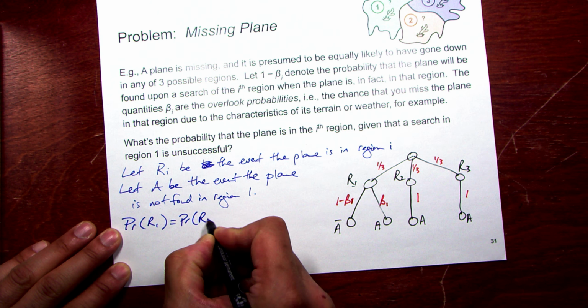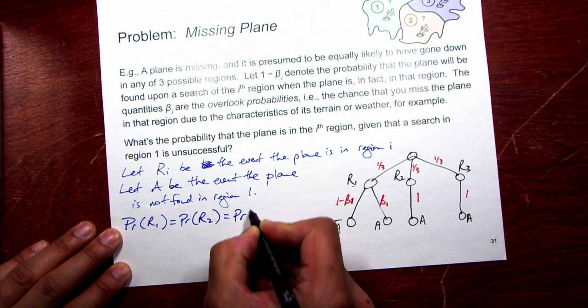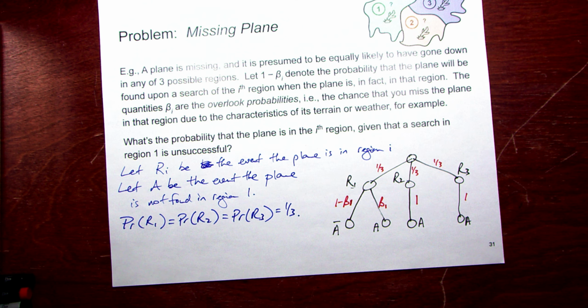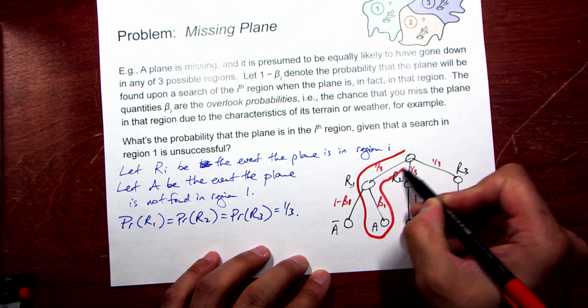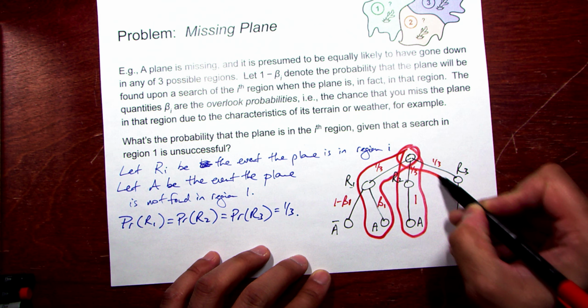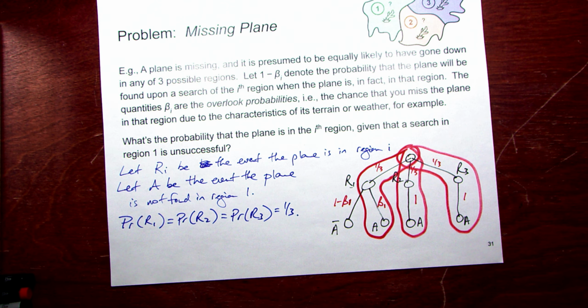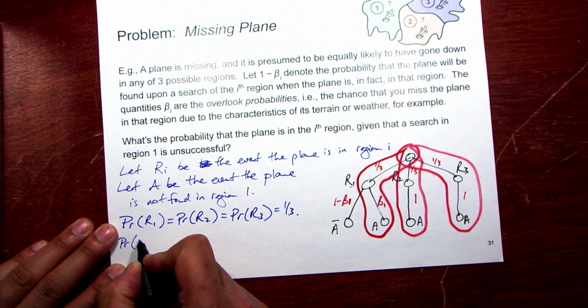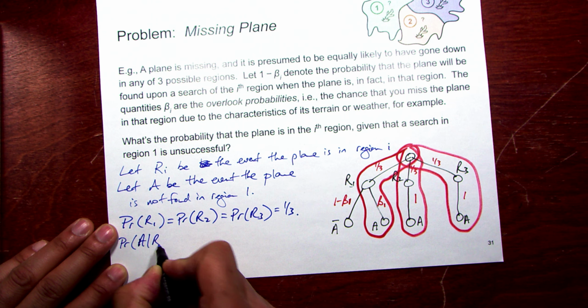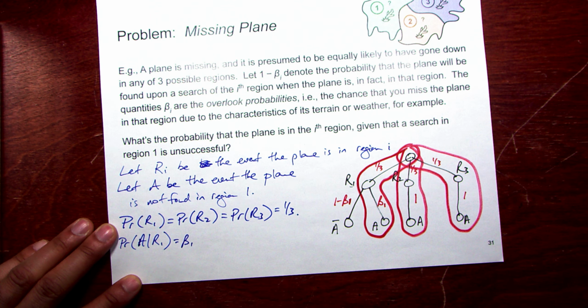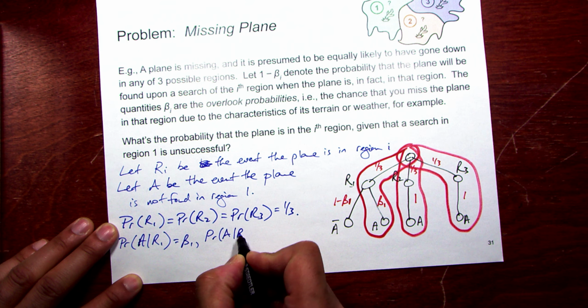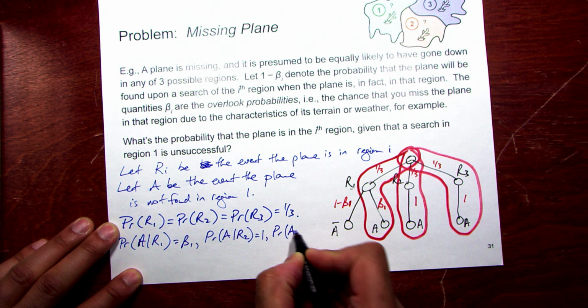The probability that it lands in any region is equal at 1/3, and the search is unsuccessful. So more or less, we're conditioning on A. All the cases where the plane is not found are listed there. The probability that you didn't find the plane if it's in region 1 is beta 1. The probability that you don't find the plane if it's in region 2 is 1, and the same thing for region 3.